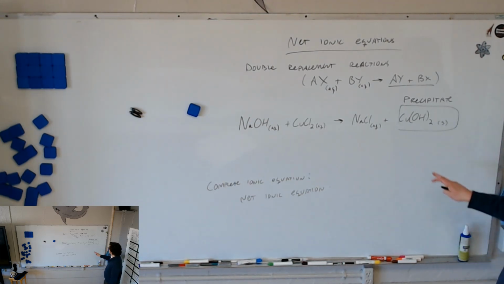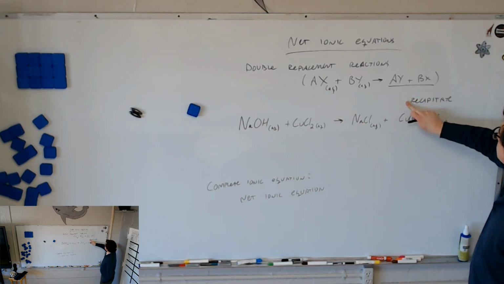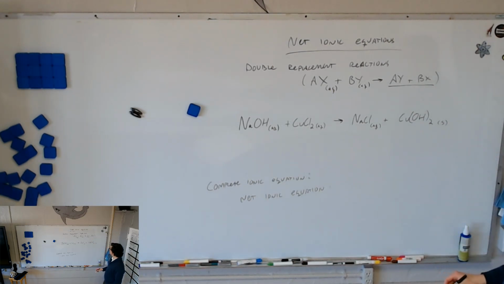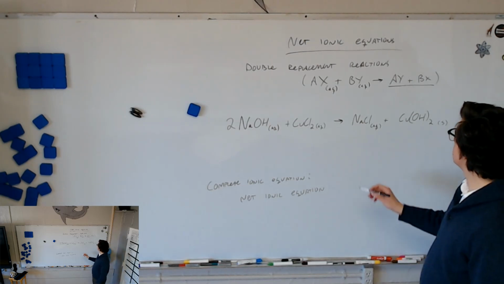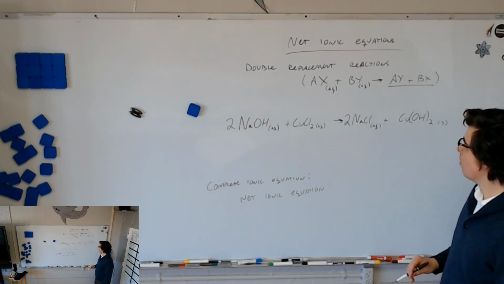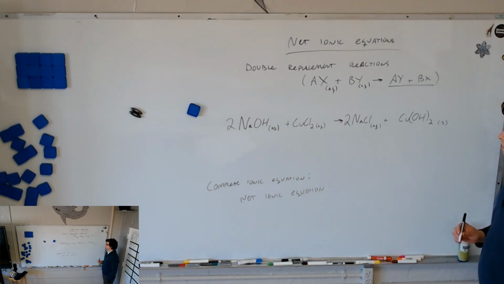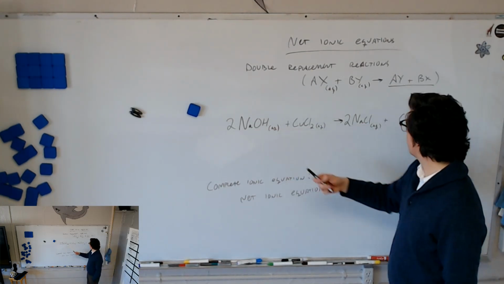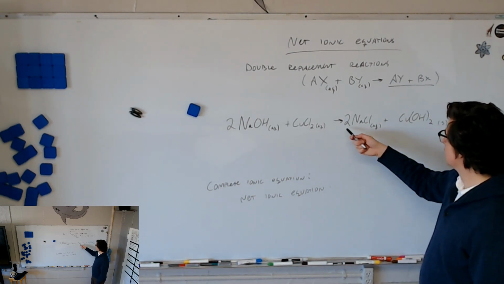No. I'm going to erase this little box right now because that'll throw off our balancing. There needs to be a 2 in front of the NaOH to even that out. But then there has to be a 2 there. So now it's balanced. Wait, but then we have 4 chlorides. Wait, no, we don't. 2 sodium, 2 hydroxide, 1 copper, 2 chlorine, 2 chlorine.